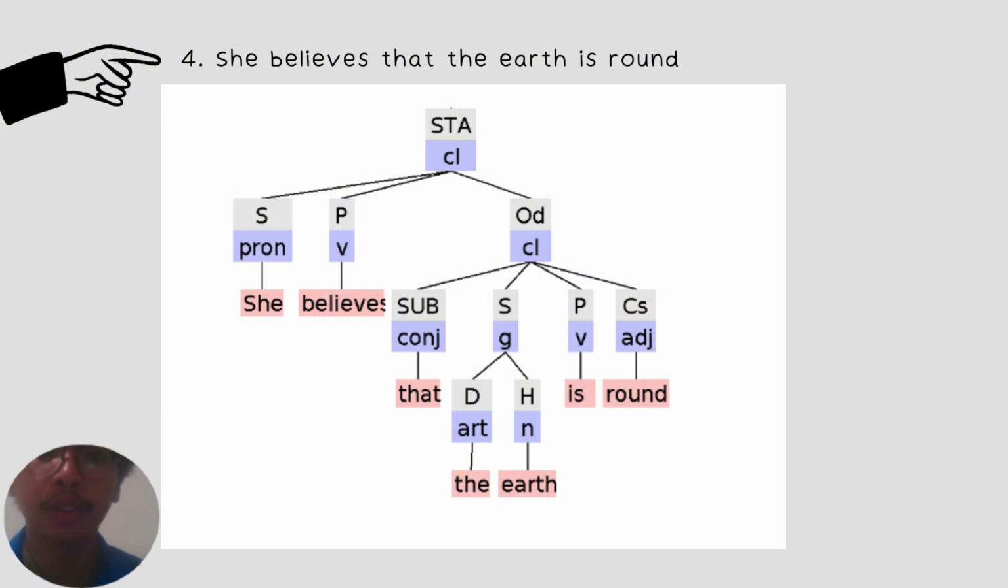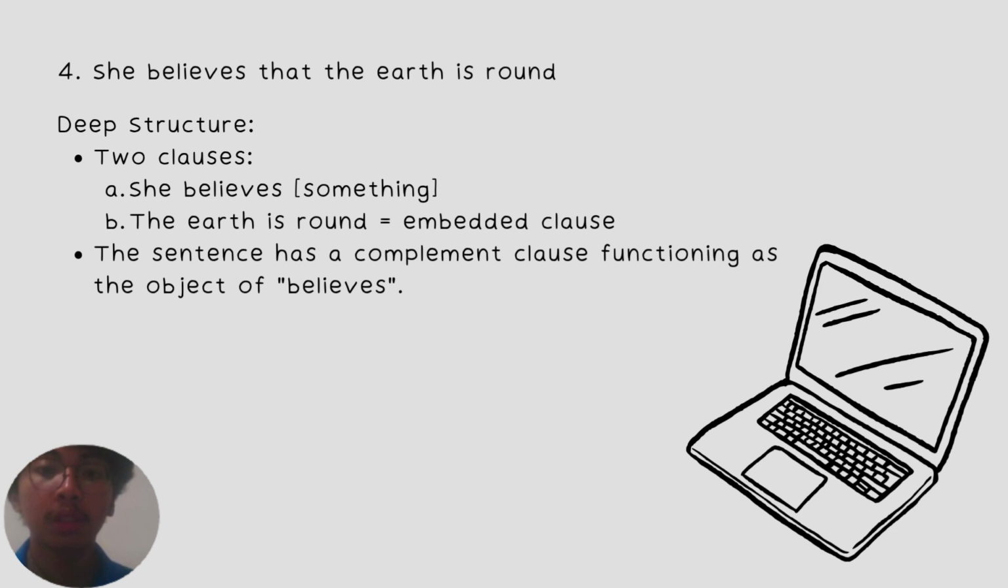And then the fourth question. She believes that the earth is round. In this tree diagram, the pronoun is she, the verb believes, conjunction that, article the, noun earth, verb is, and adjective round. In the deep structure, there are two clauses. The first one is she believes something, and then the second one is the earth is round. This is the embedded clause. The sentence has a complement clause functioning as the object of believes.